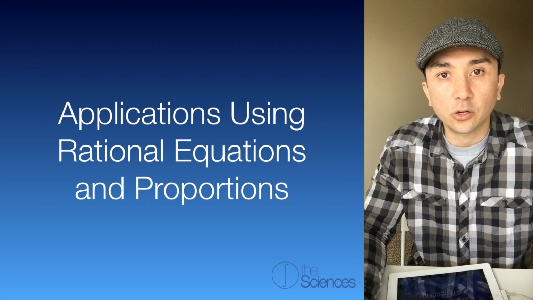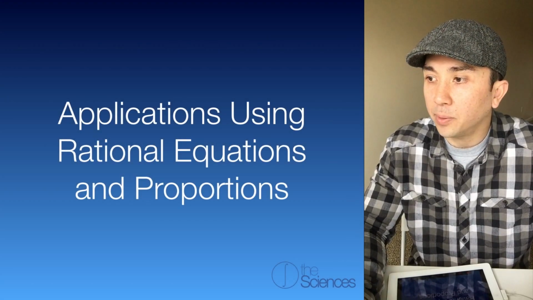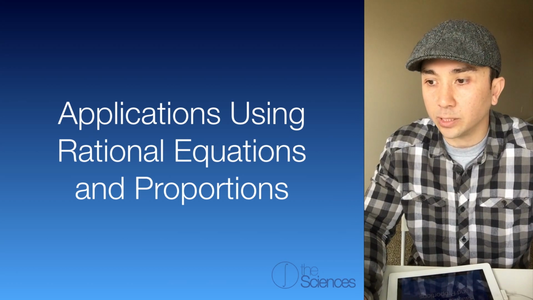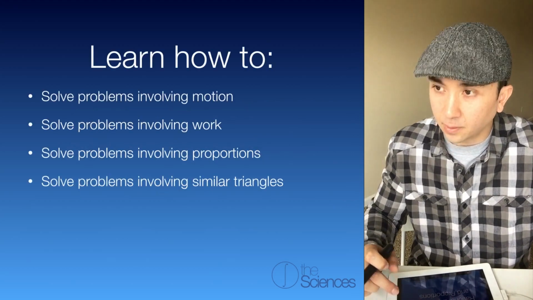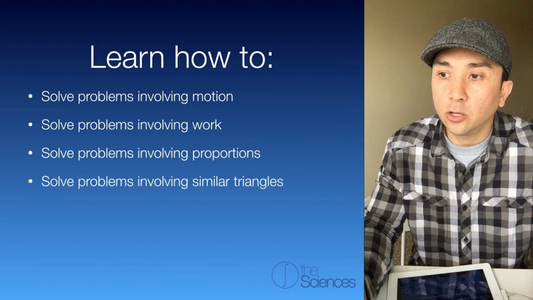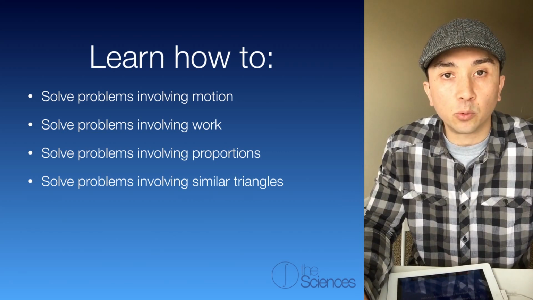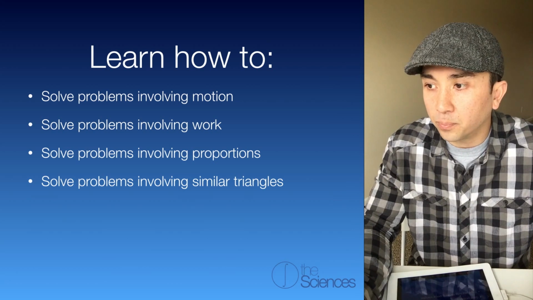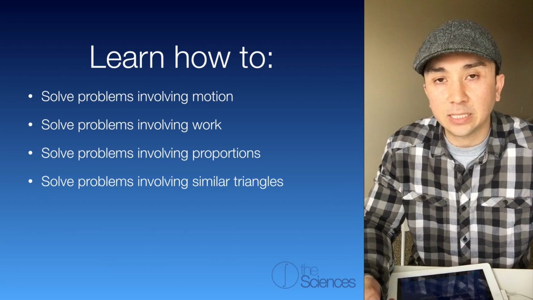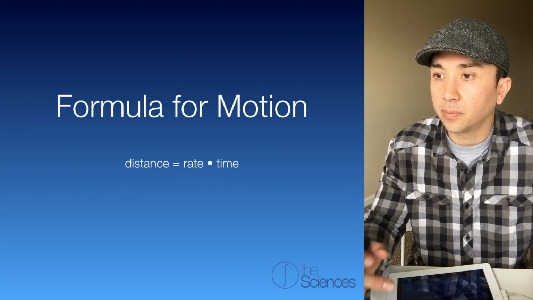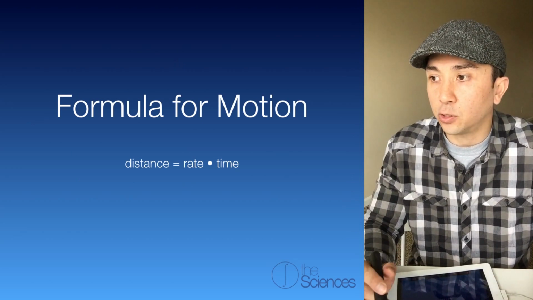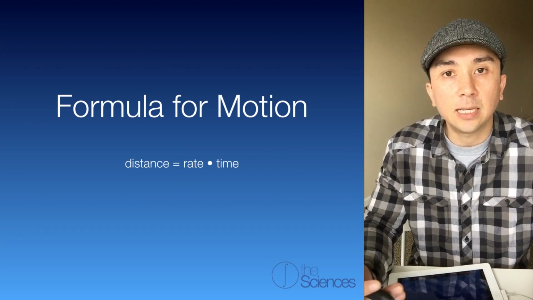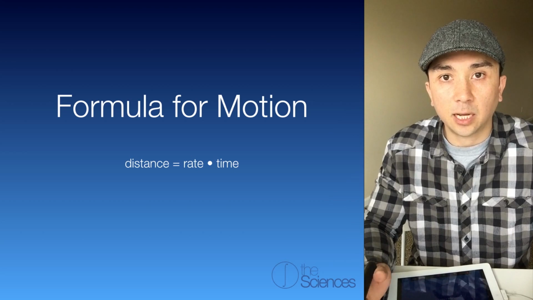Hi, in this tutorial, we're going to be going over applications using rational equations and proportions. So in this tutorial, you'll learn how to solve problems involving motion, work, proportions, and involving similar triangles. So here's the formula for motion. Distance equals the rate times time.